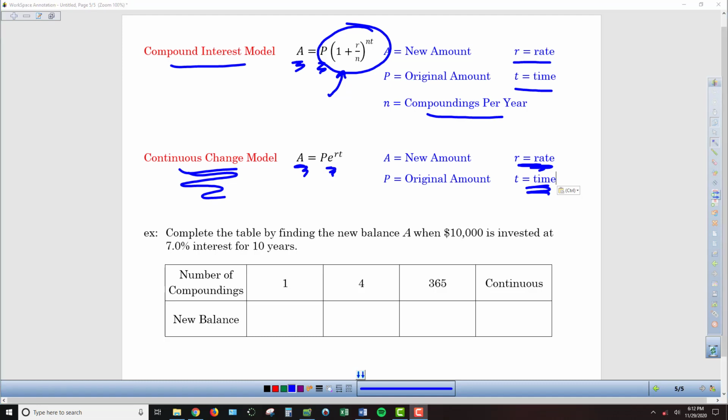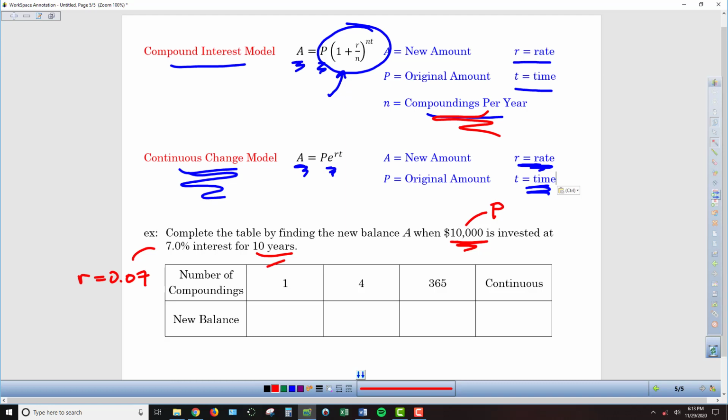So let's see what impact increasing the frequency of the application of the interest, the number of compoundings per year, does for us for the same investment parameters. So what we have here is an initial amount, $10,000. So that's going to be our P. It's going to be invested at a 7% interest rate. So we're going to adjust that to be a decimal, so 0.07, and then for a number of 10 years. So we want to see what change it has on our outcome if we apply the interest just once a year, so every 12 months, 4 times a year, so every 3 months, 365 times, so every day, or if we do it continuously.